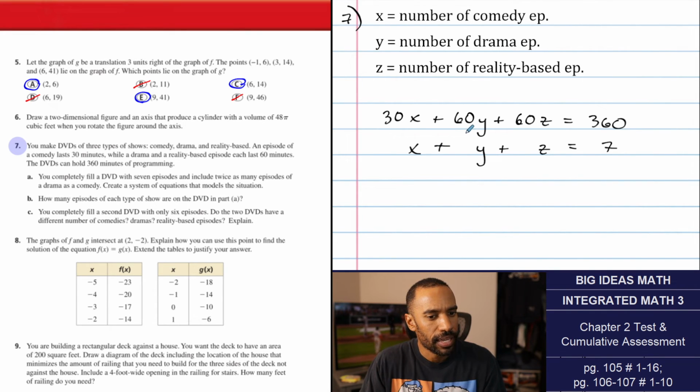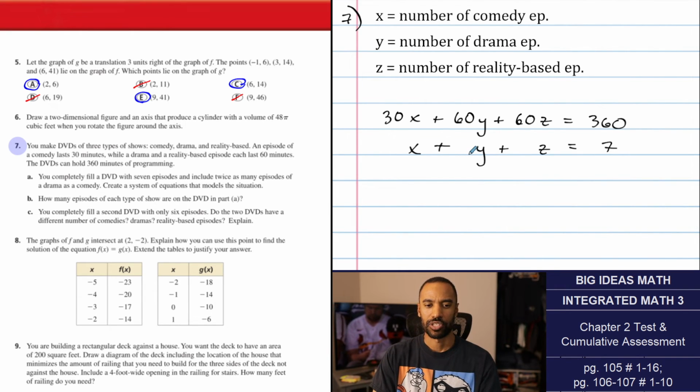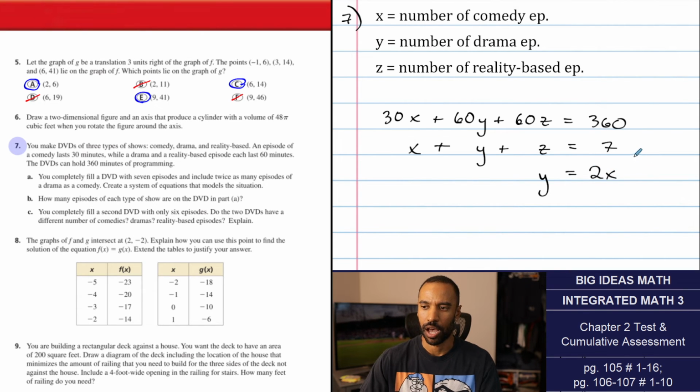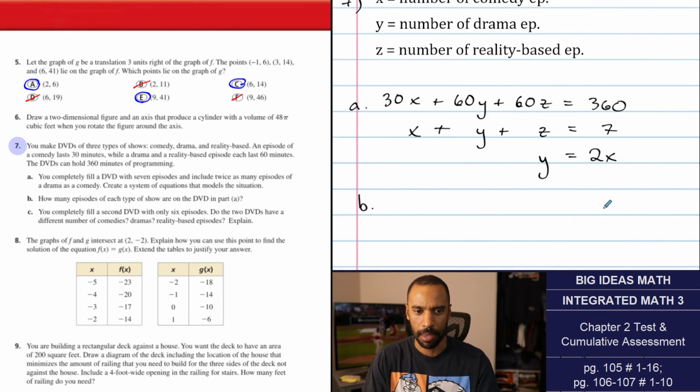The other one is you include twice as many episodes of a drama as a comedy. So the number of dramas equals twice the number of comedies. So there's my system of 3. That would be part A. Part B. How many episodes of each type are in part A?